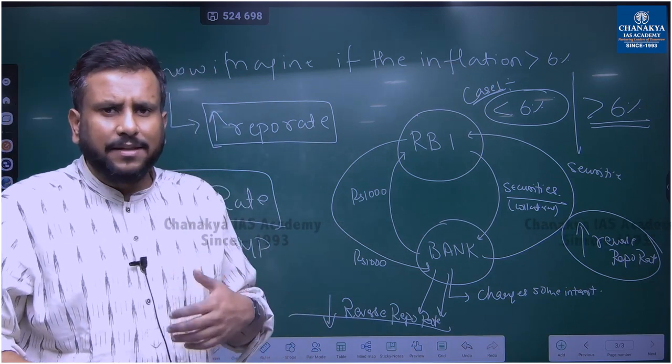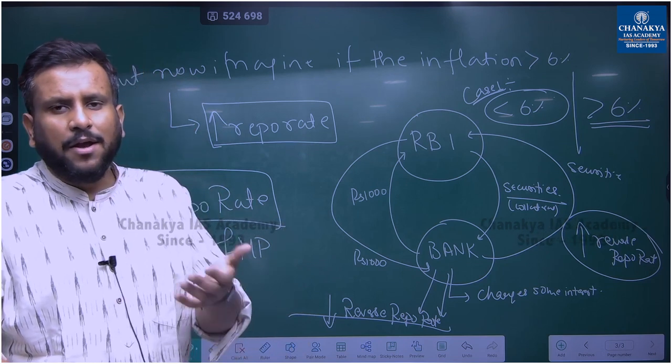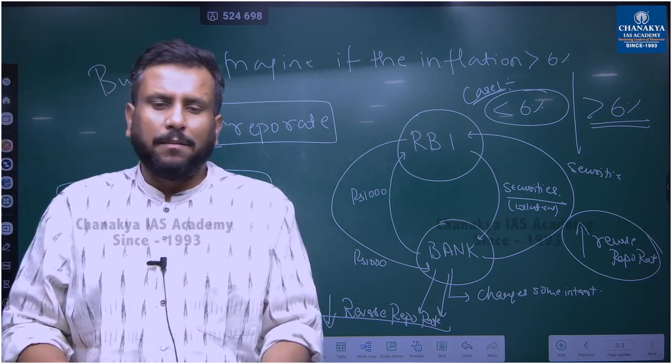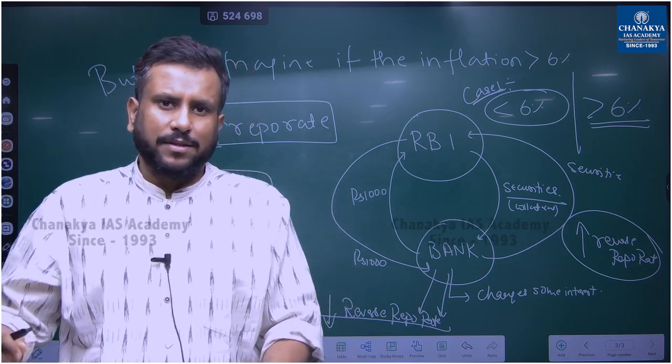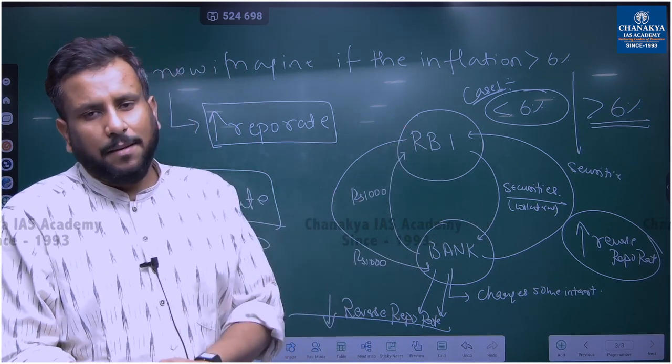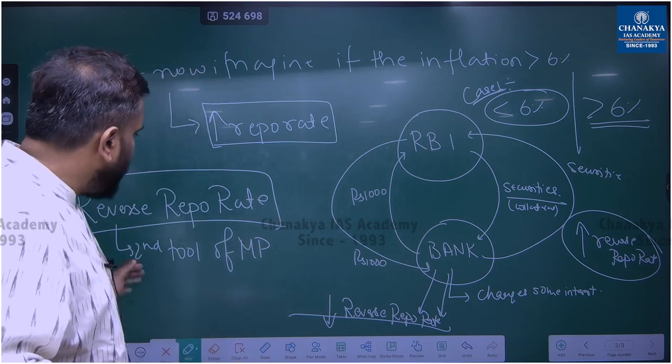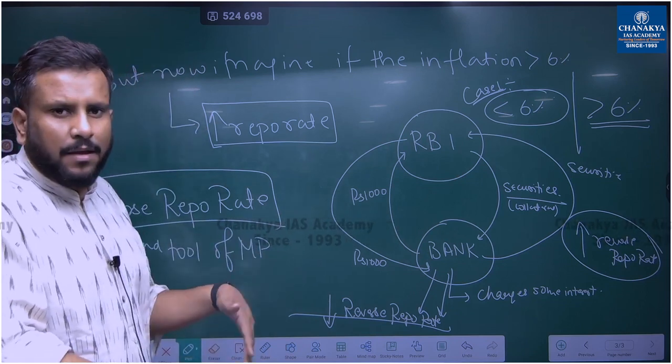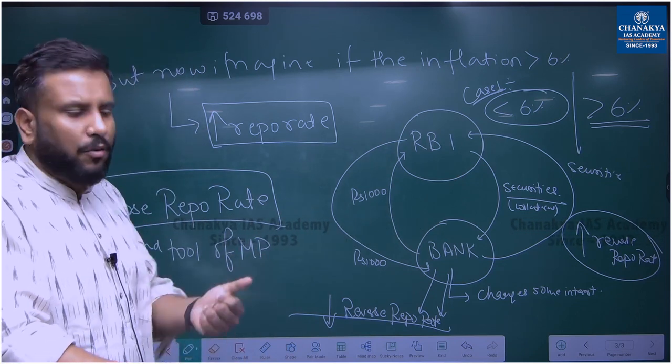Because it does not want banks to give more and more money to the public, RBI will say, boss, I am giving you more interest. Why are you going and giving the money to the public? I am there to pay you more interest. So in that case, the banks will deposit the money with RBI rather than giving it to the public. Now, this repo rate and reverse repo rate is basically linked by a formula.